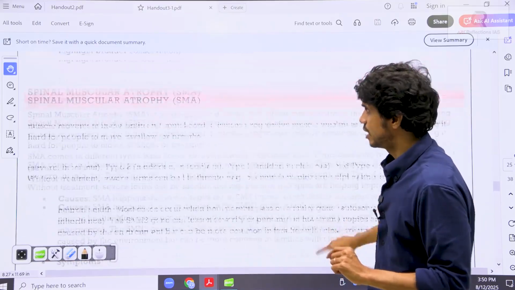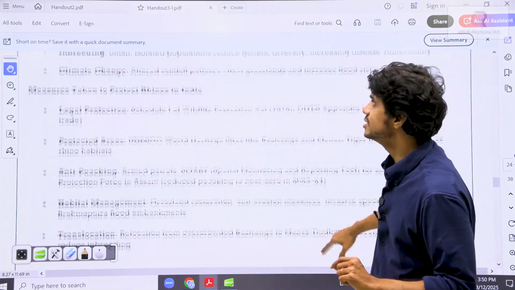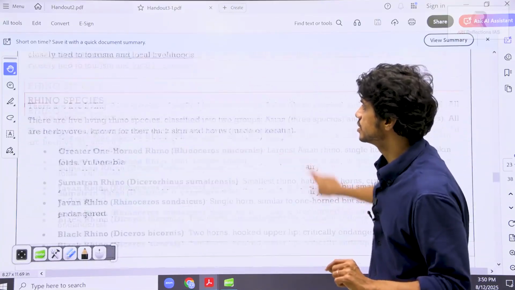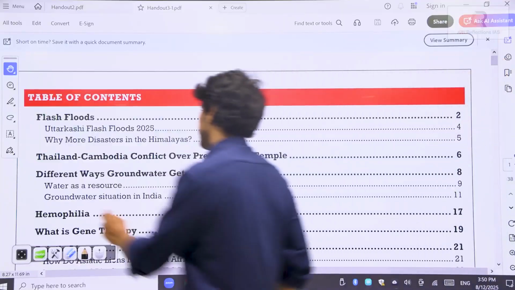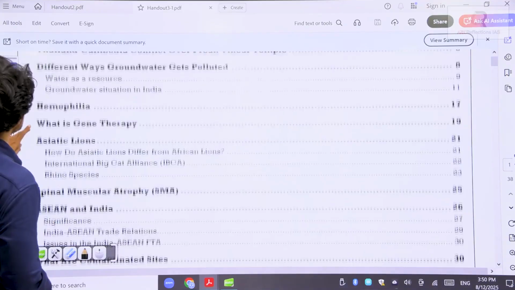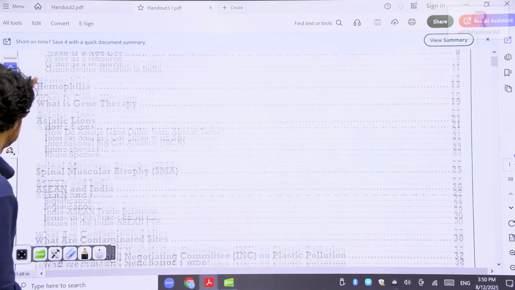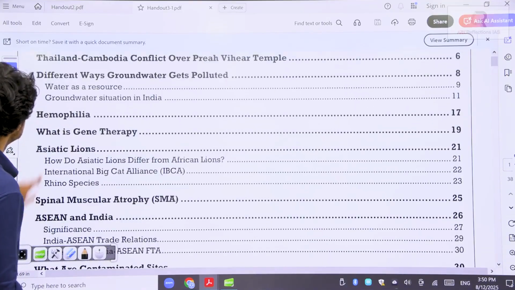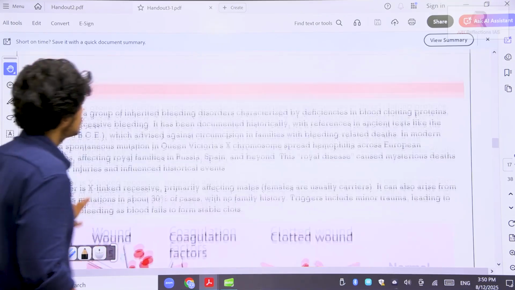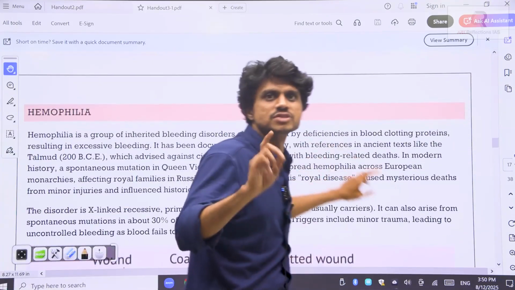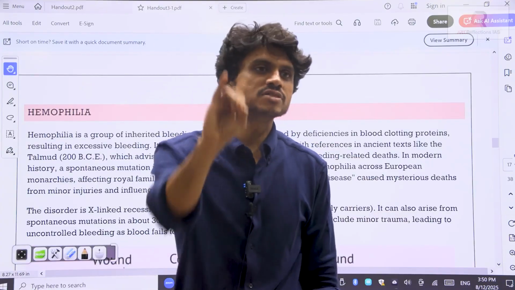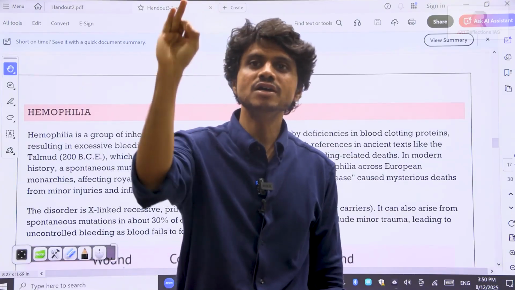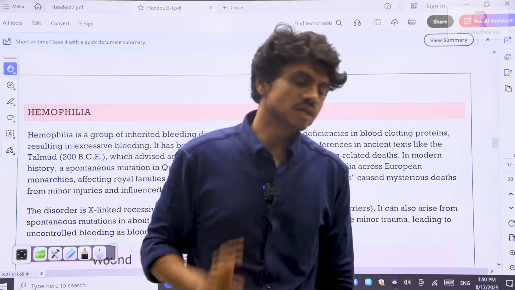Why I discussed this is because I wanted to discuss gene therapy. So I gave you spinal muscular atrophy and then hemophilia. What is hemophilia? Tell me, we have discussed this previously. We have discussed sickle cell anemia, hemophilia and also leukemia. Tell me what is this?